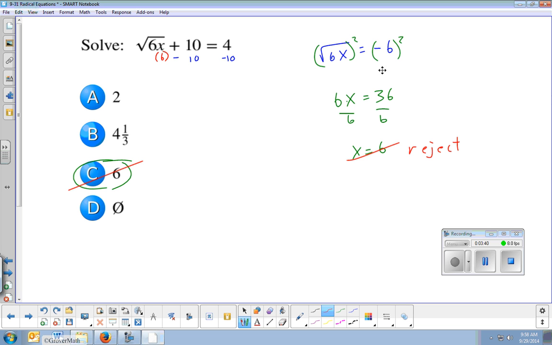So we minus 10 and then did everything, so on, so on. Really, it was at this stage that we probably could have guessed that was going to happen, because you can't have a square root equal to a negative.